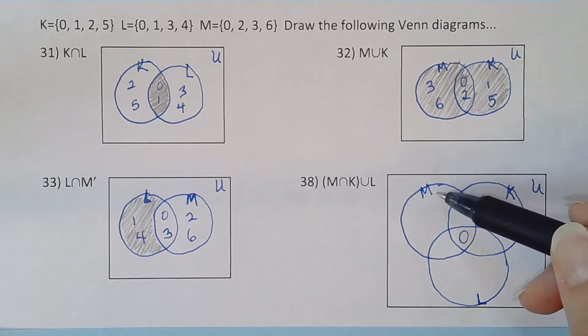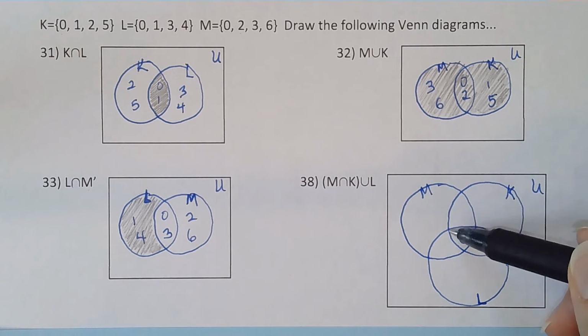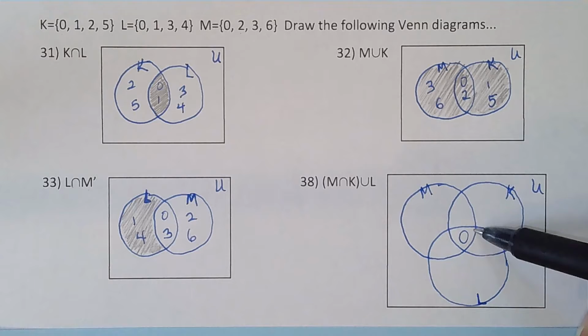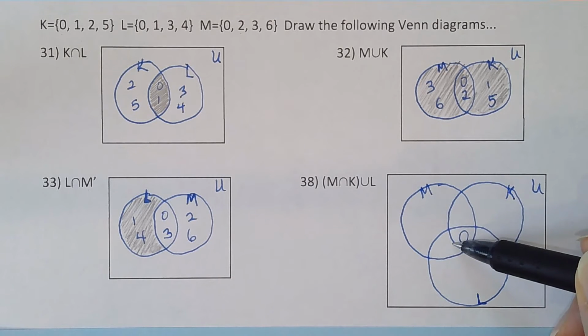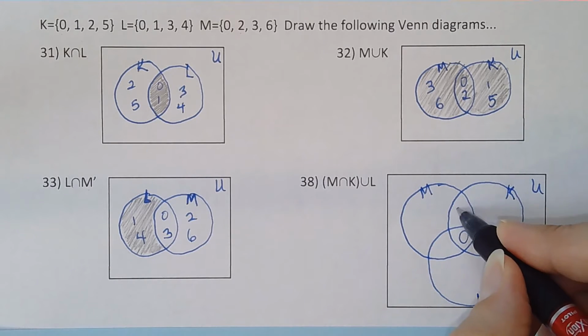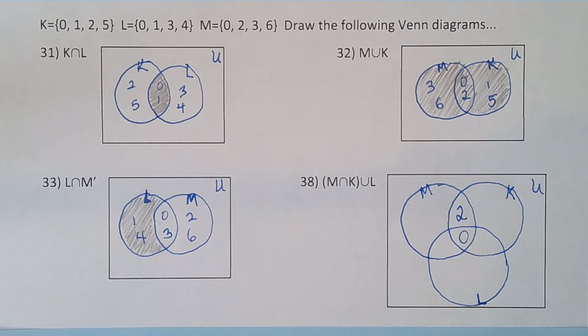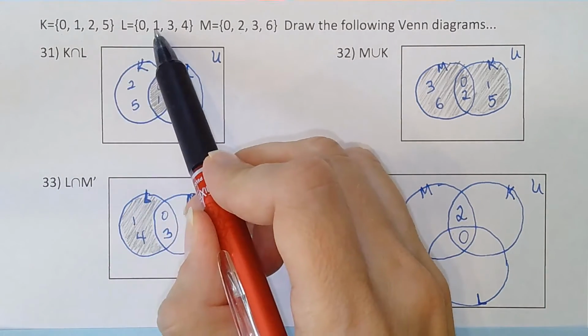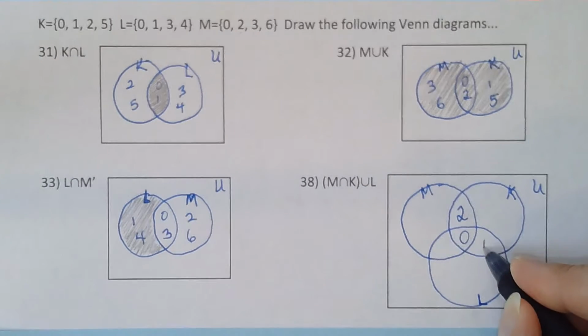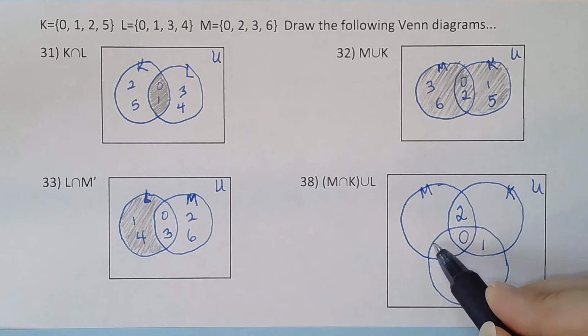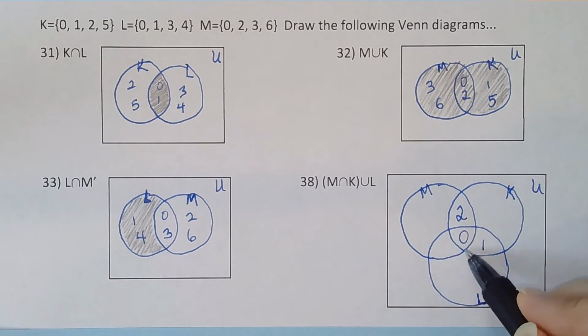Then I could start to look at M and K. What is it that M and K share? I know that they share 0, but what else do M and K share? M and K also share the number 2. Okay, so I'm going to put that in there. I can look at K and L. What do K and L share? I know that they share 0, but what else? K and L also share 1. So I'm going to put a 1 there. And then M and L, what is it that M and L share aside from 0? M and L also share 3.